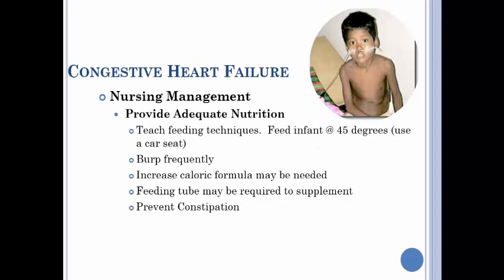Teach feeding techniques: feed the infant at a 45-degree angle, maybe use a car seat, burp frequently. We talked about the increased caloric formula. They may need a feeding tube if they're not able to absorb enough nutrition by feeding them normally, and try to prevent constipation because it's obviously a strain on the heart to strain if they're constipated.